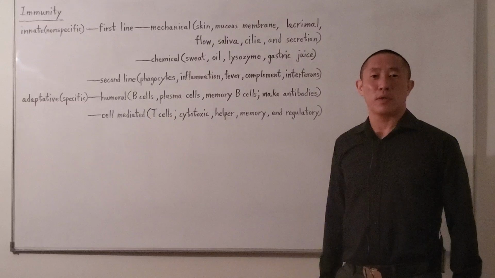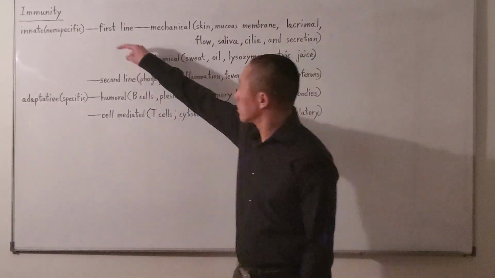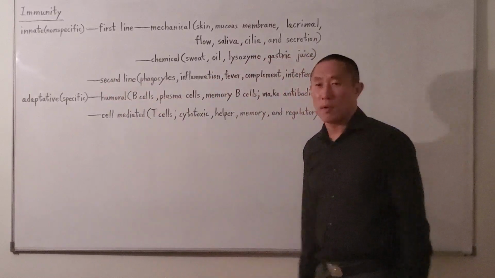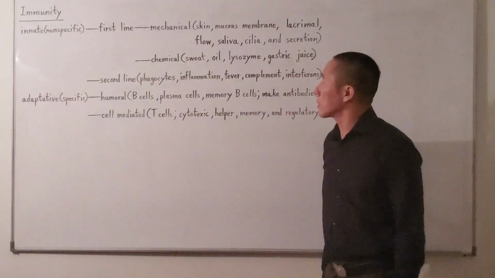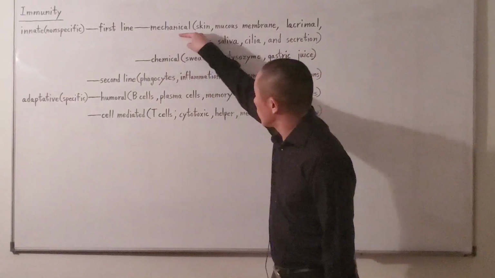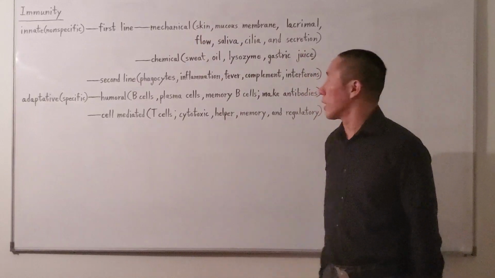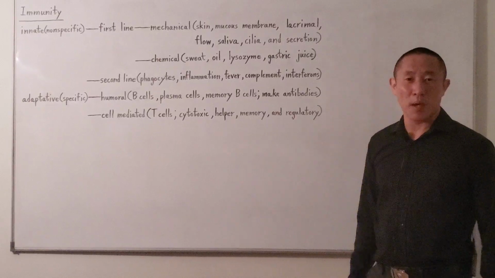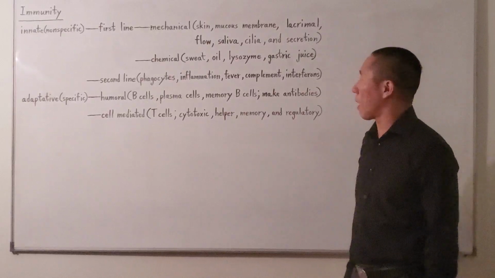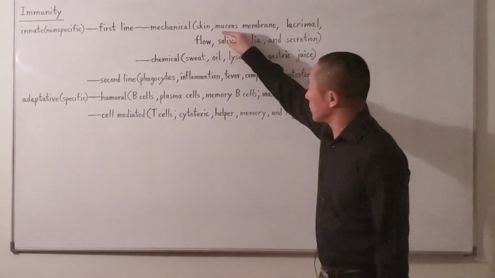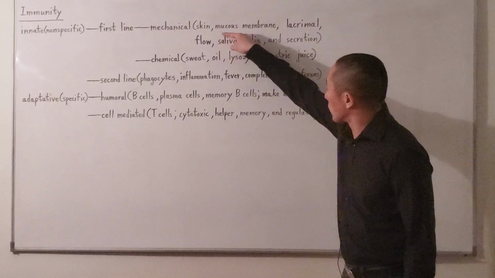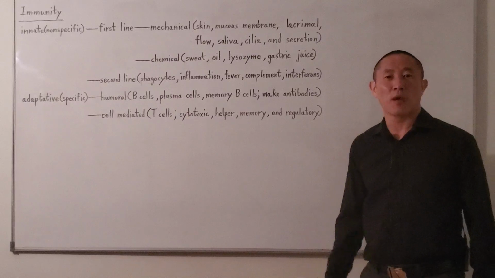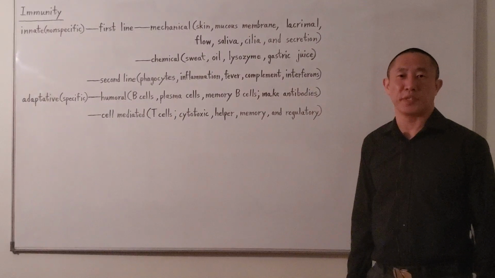Now, the innate immunity includes first line and second line. Now, the first line immunity includes mechanical first line immunity and chemical first line immunity. Now, examples of mechanical first line immunity are the skin, mucous membrane, lacrimal fluid, and lacrimal fluid is also called tears.